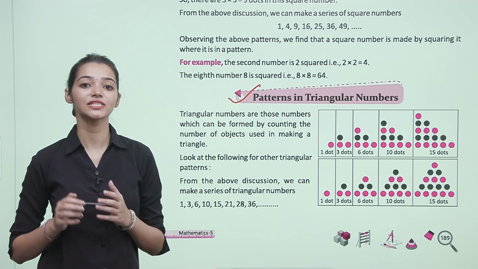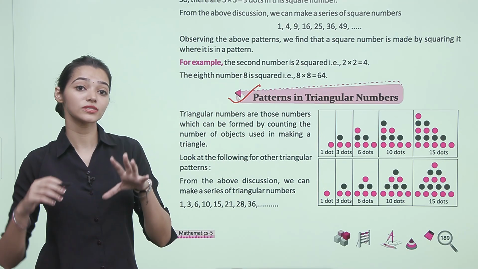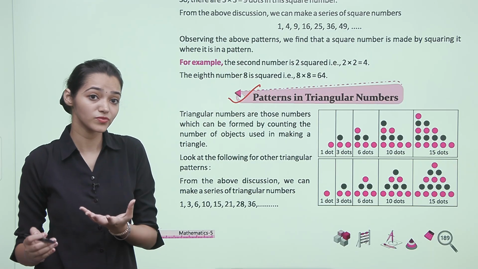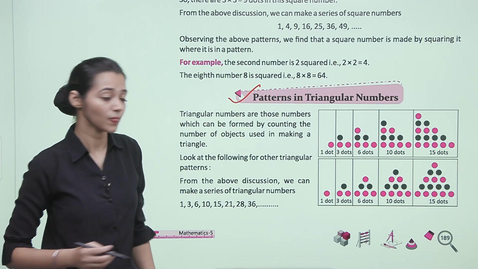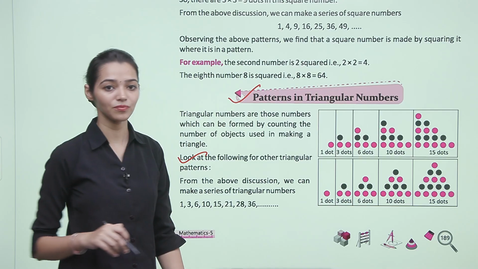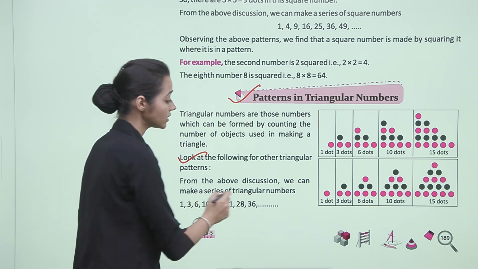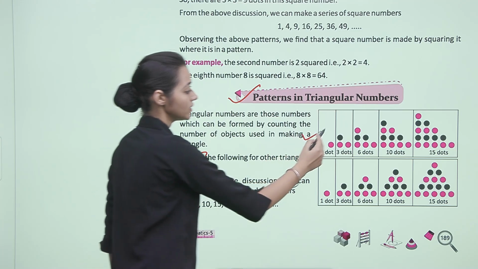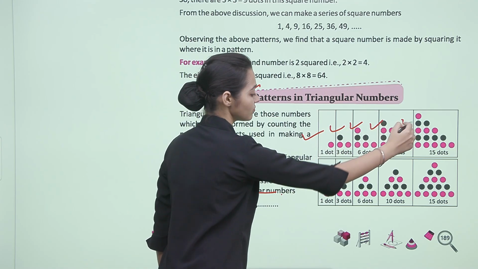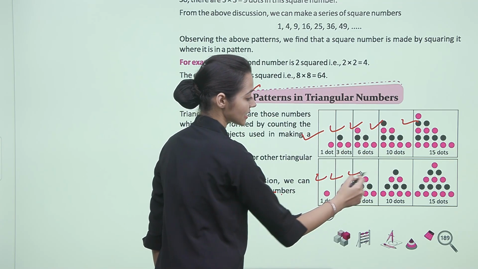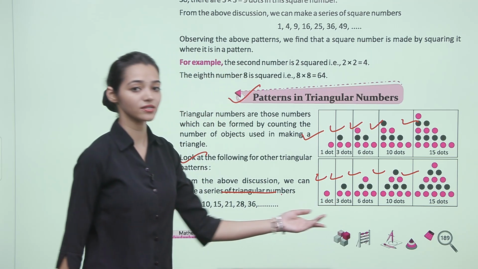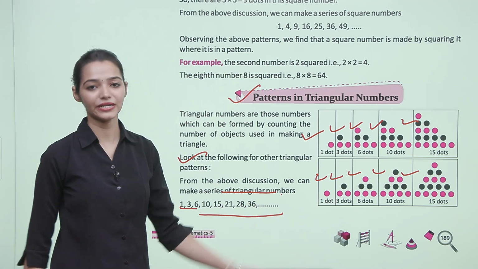Now let's look at patterns in triangular numbers. Triangular numbers are those numbers which can be formed by counting the number of objects used in making a triangle. Now look at the other triangular patterns. From the above discussion, we can see that we can make a series of triangular numbers as well. Here is 1, 3, 6, 10, 15. These are the triangles that we can form with this pattern.